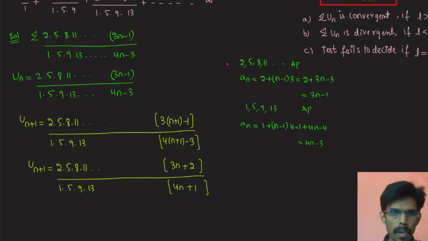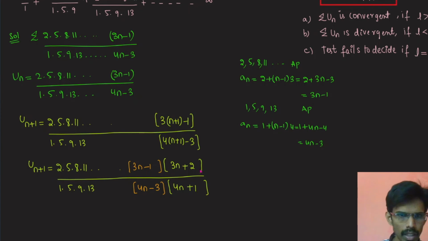Now this is the last term. Before this term, we have one more term, that will be 3n minus 1, and before this in the denominator we have 4n minus 3, because these numbers are increasing up to 3n plus 2. So before that we have 3n minus 1. There is a difference of plus 3 here. If I add 3 to this number, we'll get the next number. So this is the sequence.